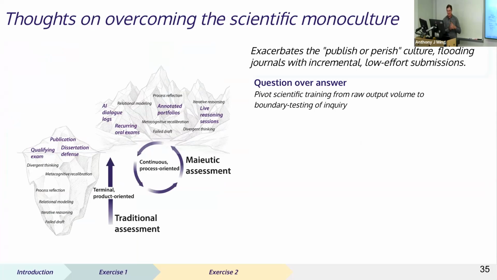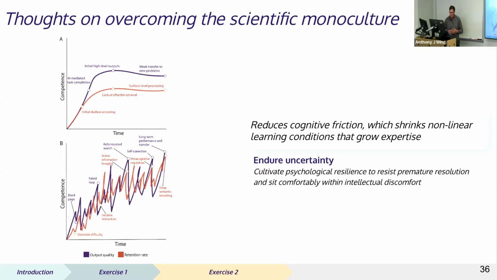And that is kind of just really pivoting scientific training, going from raw output volume, how many papers can you get out of your dissertation or your graduate work, into kind of boundary testing questions, right? So how can you explore the vastness of what you know or the limitations of what you know and expand on that, right? There's got to be more of an emphasis on that. And then also this idea of cognitive friction and how that's being lost. You really have to be able to emphasize that it's okay to sit in uncertainty.